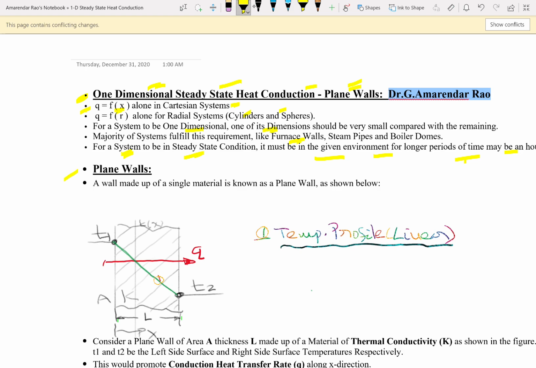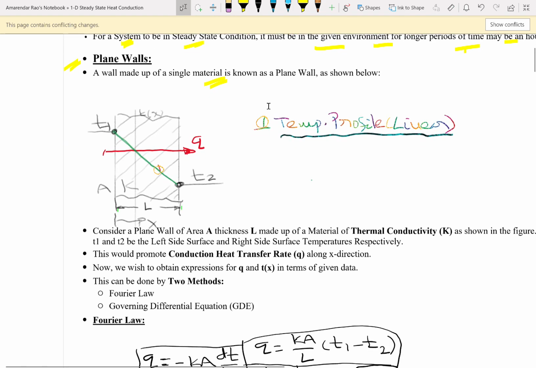And if you consider plane walls, when I say a plane wall, I mean a wall made up of a single material, maybe aluminium, maybe cast iron, maybe mild steel, whatever it is. And if you consider a plane wall over here of some area A, thickness L, made up of a material having thermal conductivity K, then we have left side surface temperature T1, right side surface temperature T2. And we have T1 more than T2 such that there would be some heat transfer along x direction.